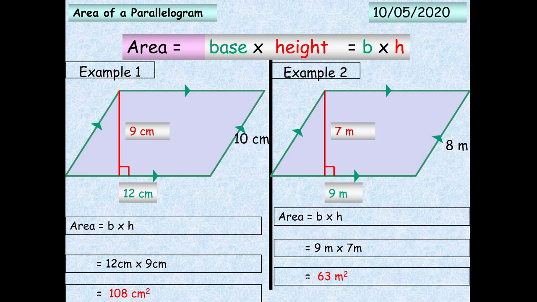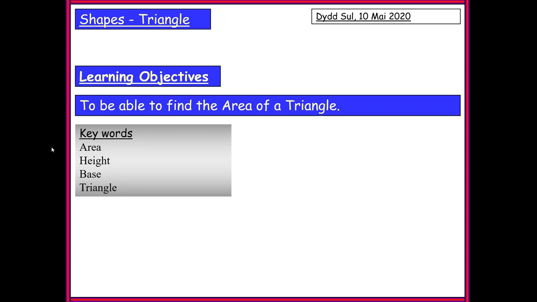What I want you to do is make some notes in your book. So press pause and copy these two examples down into your books. Okay, good. New heading then: area of a triangle. So press pause, make some notes, make the learning objective and the keywords, and then press play when you're ready.